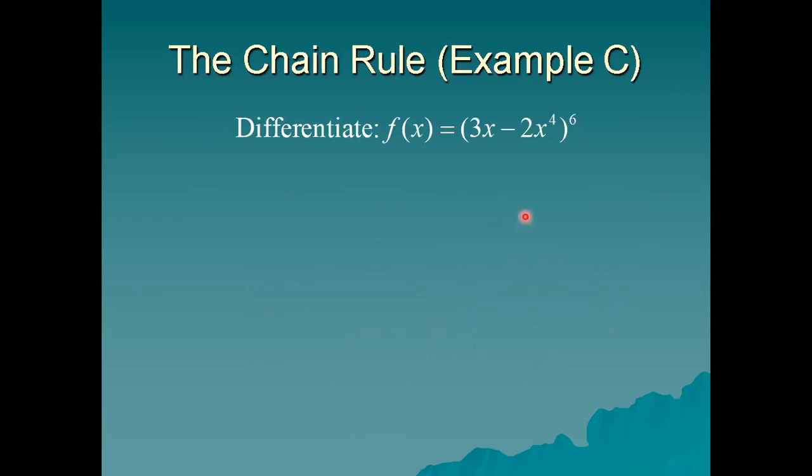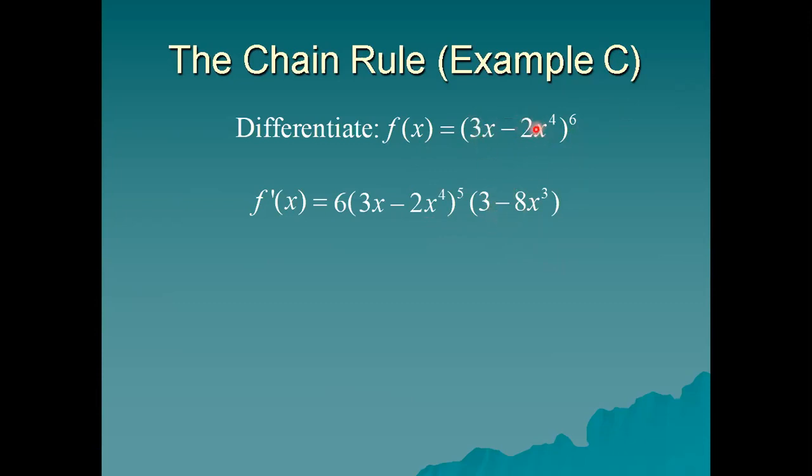How about example number 3? Differentiate f of x is equal to the quantity 3x minus 2x to the power of 4, raised to the power of 6. Again, we follow the steps. So that's 6, and then the quantity 6 minus 1, that's 5 for the exponent. And then we copy the inside function, which is 3x minus 2x to the power of 4, times 3 minus 8x cubed. If you're asking why it is 3, the derivative of 3x is 3.